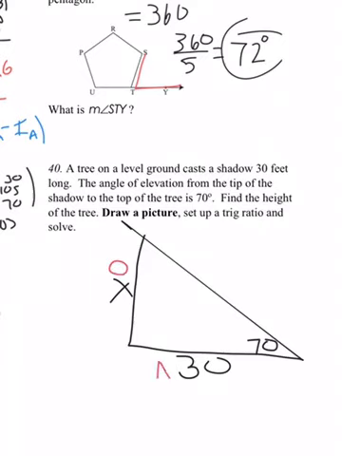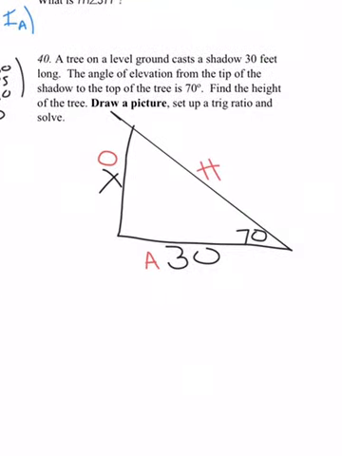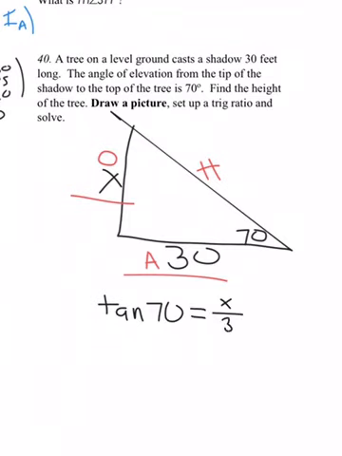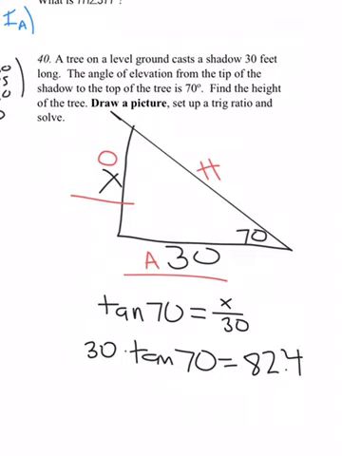And we have opposite, adjacent, hypotenuse. Again, tangent's just popular. It sounds cooler than sine and cosine. And because we're using opposite and adjacent, we're going to be using tangent. So tangent 70 equals the opposite x over the adjacent 30. And simply 30 times tangent 70 is 82.4. And that's feet.